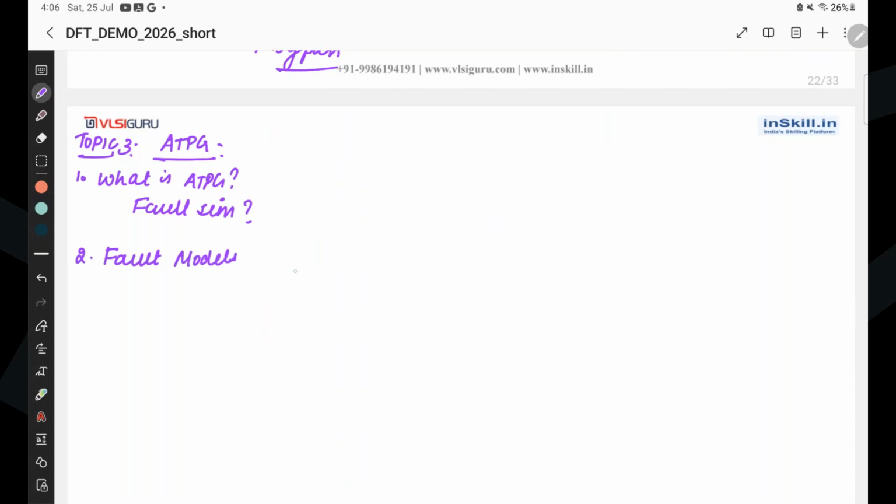In fault models, we will be covering the stuck-at fault model, the transition delay fault model, the path delay fault model, and the IDDQ fault model. The transition delay fault model and path delay fault model, we will be calling the at-speed test.